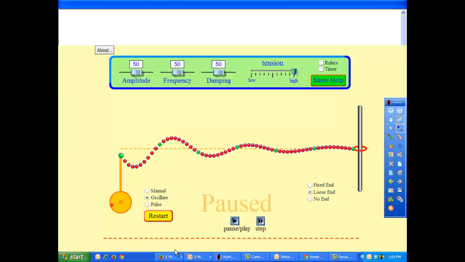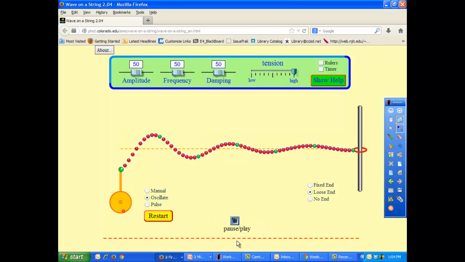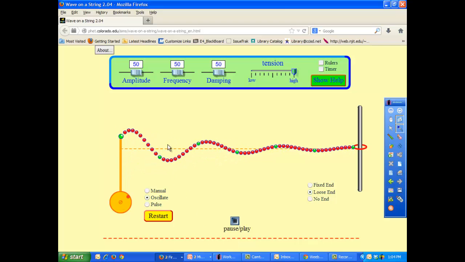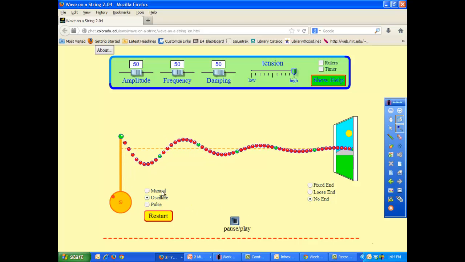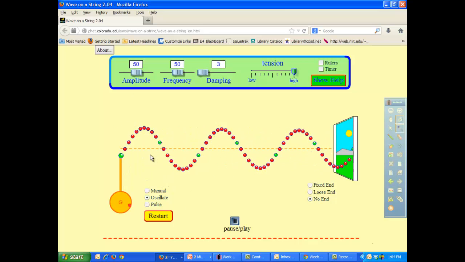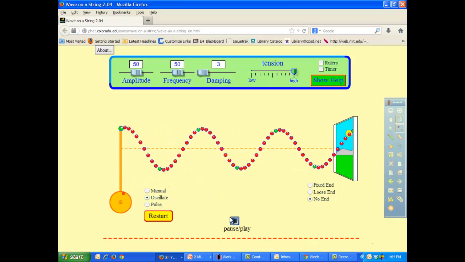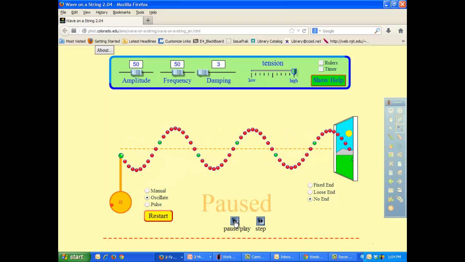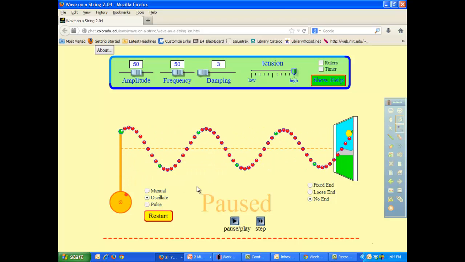So I have a little demo here that I want to show y'all. If you focus solely on the green dots, what you're going to see is the fact that the green dots don't actually move anywhere. They're not going down the string. They're only vibrating up and down like this. So that tells us that waves are not actually pushing matter along. I'm not actually pushing the string out the window. All I'm doing is transferring energy from one molecule of the string to the other.